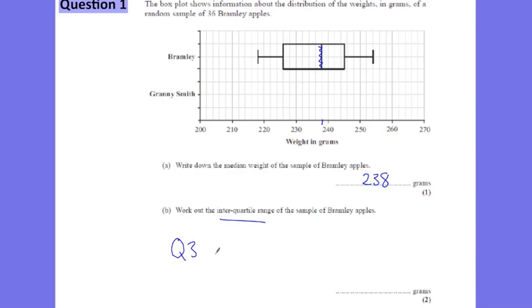To find the interquartile range, we take quarter 3 and we subtract quarter 1. This is quarter 3 here at 245, and this line is quarter 1 at 226. Subtracting those two values, 19 grams.